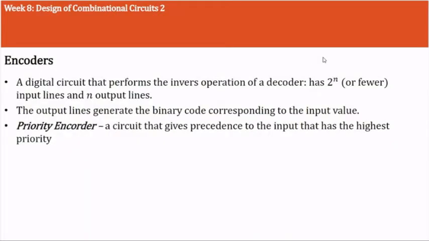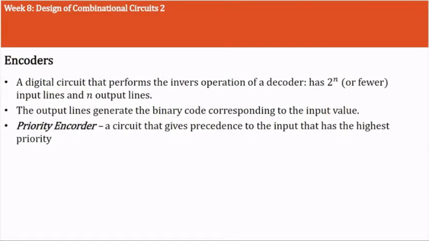Encoders. By definition, an encoder is a digital circuit that performs the inverse operation of a decoder. So it has 2 raised to n or fewer input lines and n output lines. So kabaligtaran naman po siya. The output lines generate the binary code corresponding to the input value.